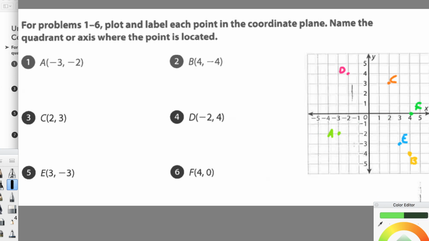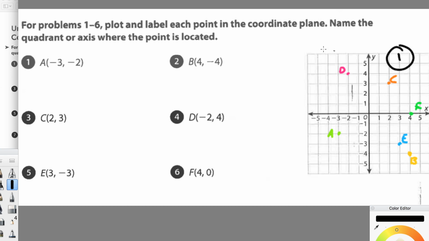Now, it's asking you, what quadrant is it on? There you go. So it says to plot and label them, which you did. Now it says name the quadrant or axis where the point is located. Now, 1, 2, 3, 4, 5, they all have a quadrant. And if you got the quadrants, these are the quadrants. This is quadrant 1. This is quadrant 2. This is quadrant 3. And this is quadrant 4.